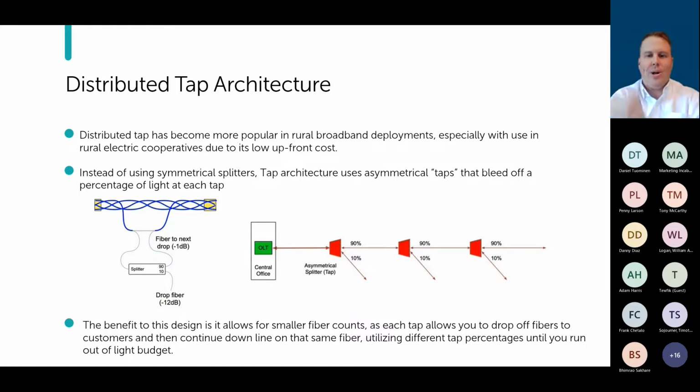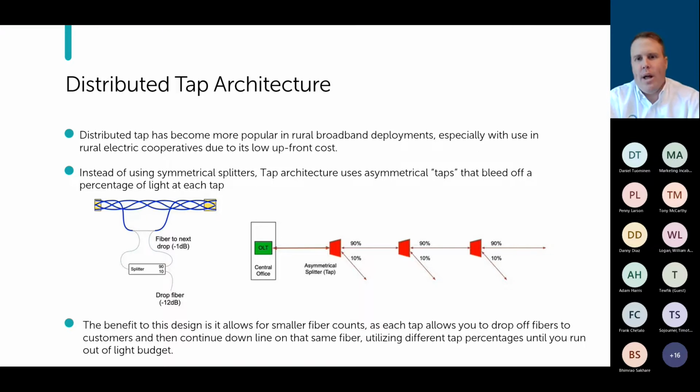So what we're going to do here, instead of utilizing a symmetrical splitter, a 1x4, a 1x8, a 1x32, we're going to use what's called a tap. So a tap or a splitter tap is going to kind of go off the old copper mindset of deploying internet. So to where we're going to have a fiber, it's going to feed into a tap that maybe we call it a 90-10.